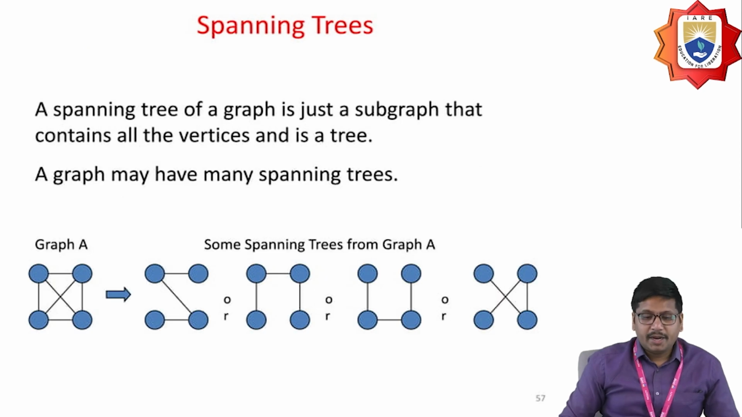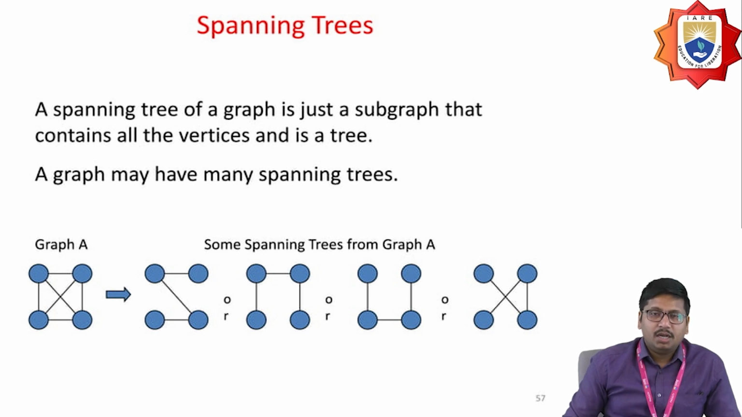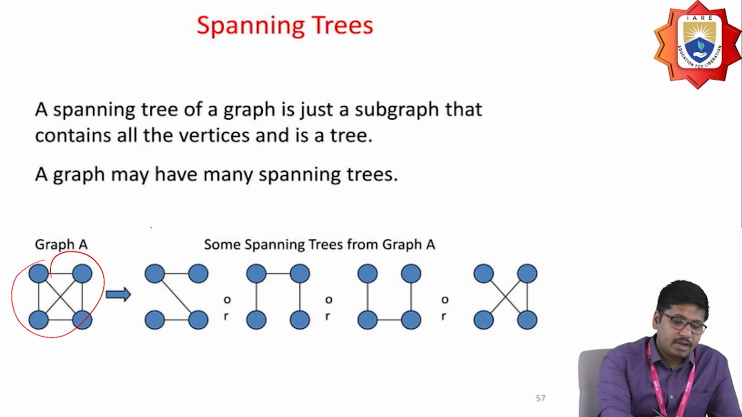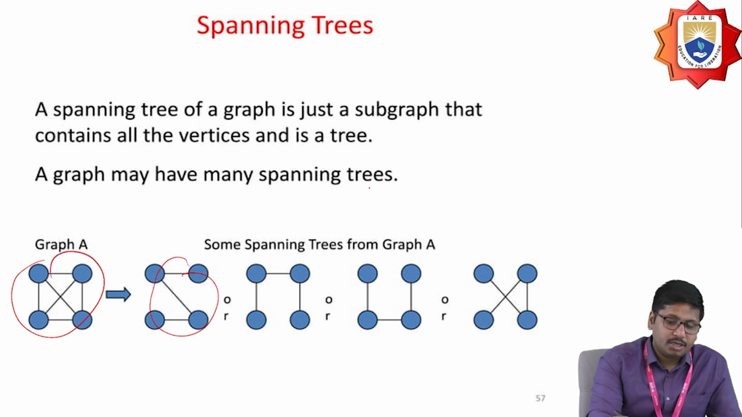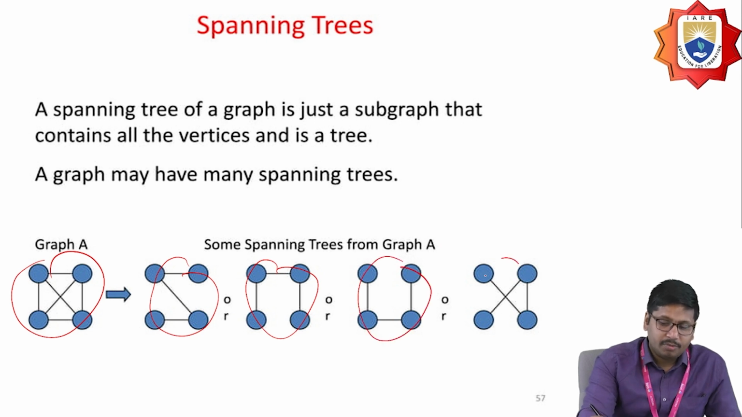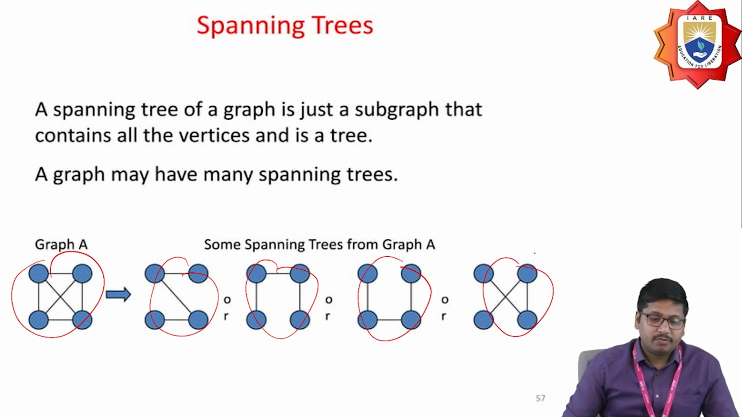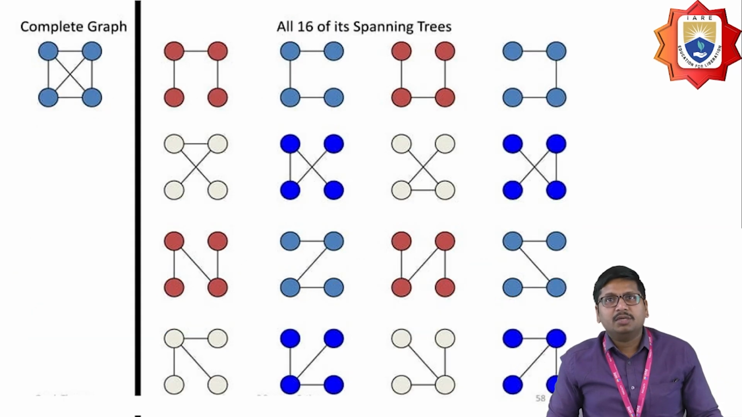And next one is the spanning tree. So spanning tree is nothing but a subgraph that contains all the vertices, and it should also be a tree. A graph may have a number of spanning trees. So if I have a graph like this, there is one form of spanning tree, and this is the other form of spanning tree, and this should be another form like this. We are going to construct different types of spanning trees here. So the spanning tree of the graph is just a subgraph, but it is going to contain all the vertices, and the graph is going to have many subtrees.